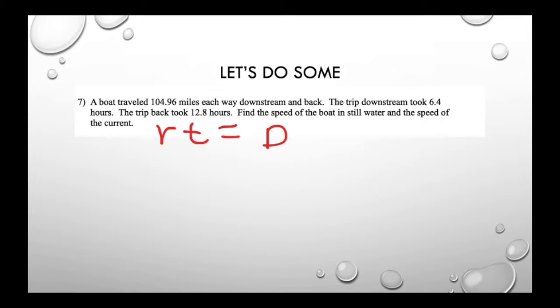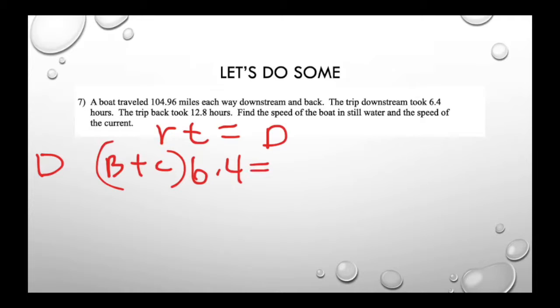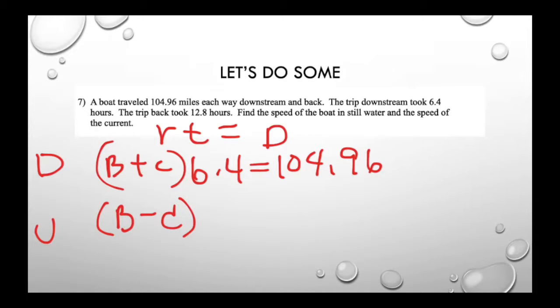Let's go with the rate downstream. Does the water help when we're going downstream or hinder us? It helps. So our rate is going to be B plus C, boat plus current, and we have a time downstream of 6.4, and that's 104.96. And then we're going to go upstream. That's the boat minus the current, B minus C, times the time of 12.8, and that's still 104.96. We now have some equations, but how are we going to make these into matrices?